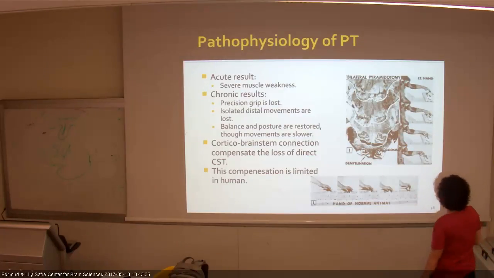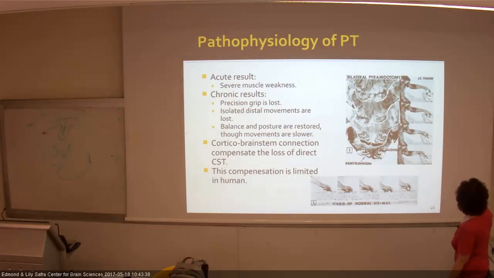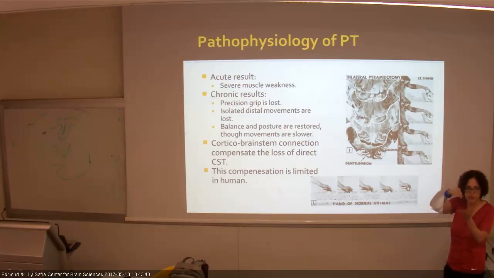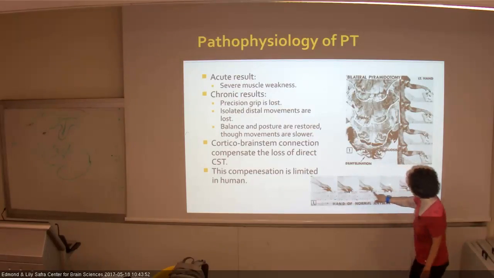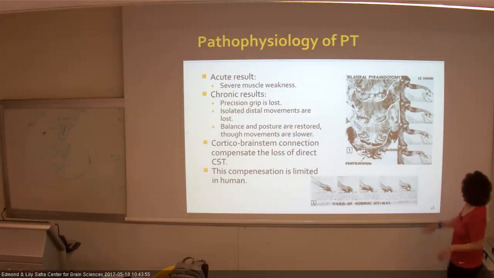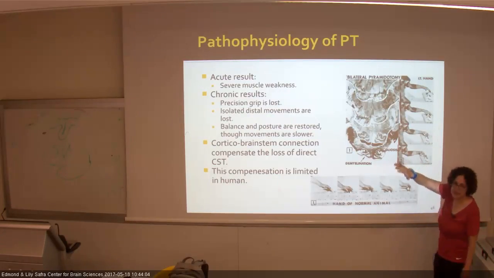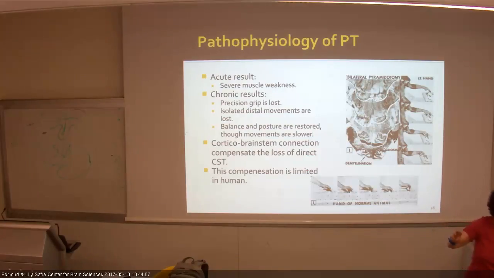You can see here, this is a Kluver board. We take a board, and in those holes we put small pieces of food, and the monkey needs to grab it. Normally the monkey can do it very well using precision grip, but in impaired monkeys, you can see that he cannot use this fine finger manipulation to retrieve the food.